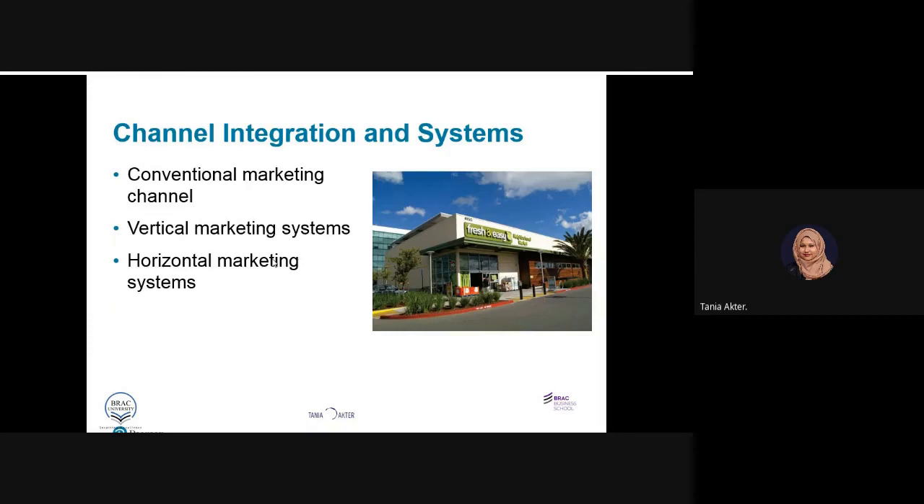And in horizontal system, we're saying that two or more unrelated companies are putting together to exploit an emerging marketing opportunity. Because each company lacks the capital, know-how, production, and marketing resources to venture alone, or they are afraid of the risk. So they believe that the companies might work together on a temporary or permanent basis or create a joint venture company.